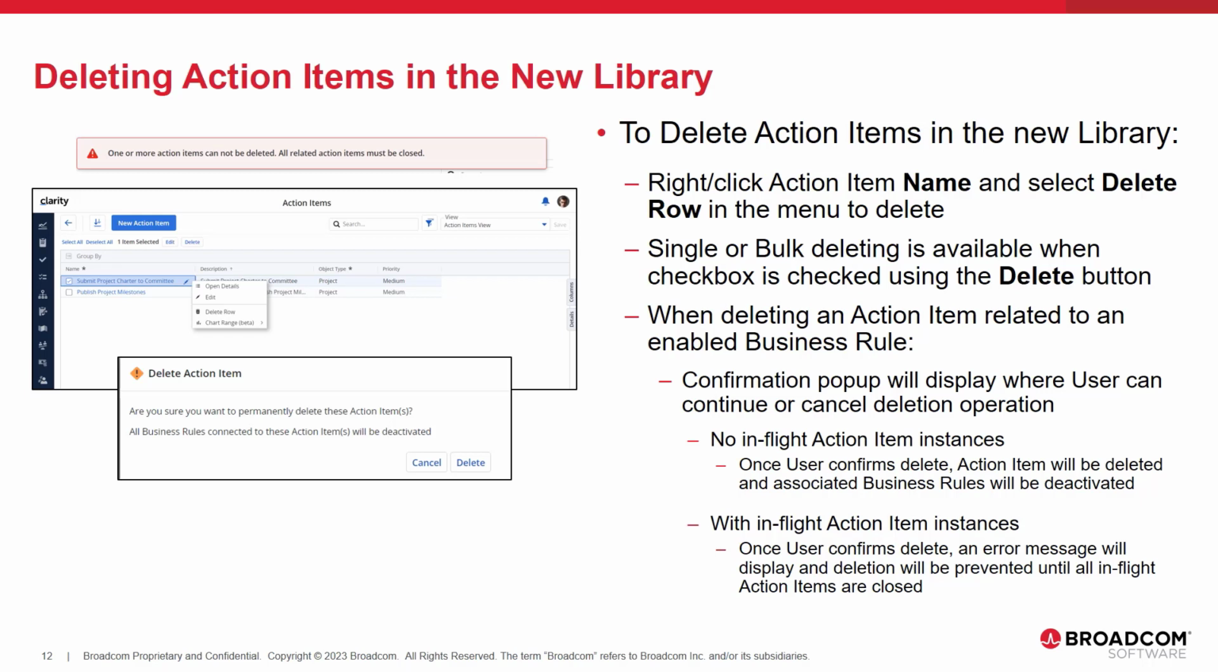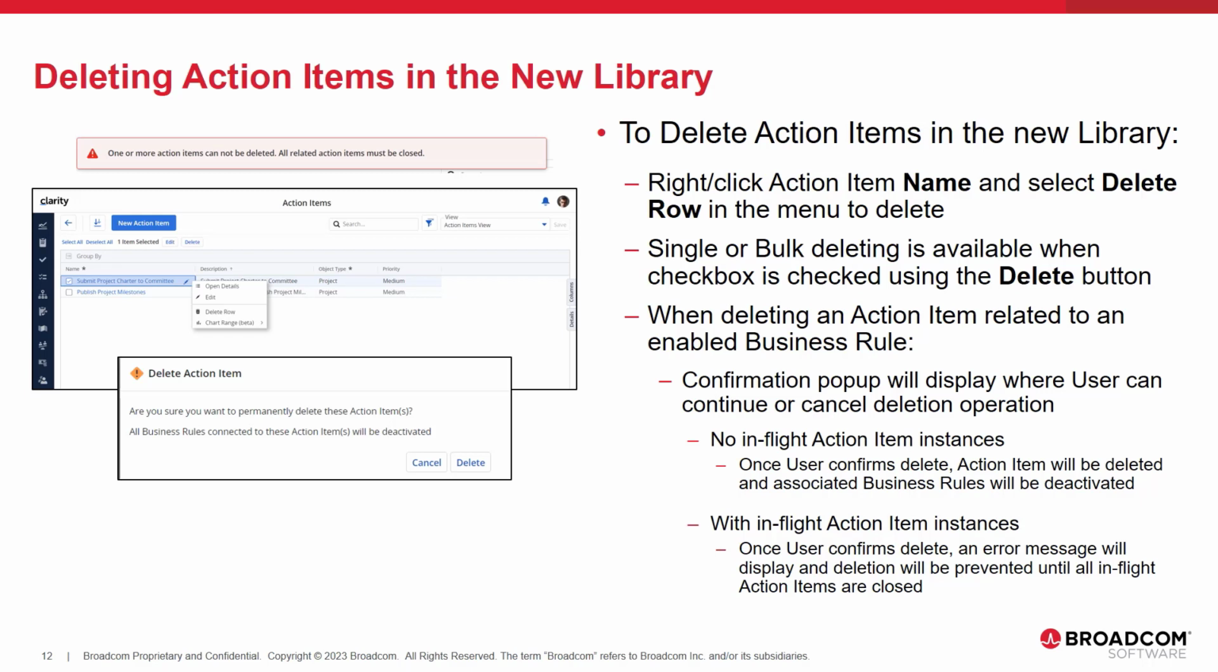Anytime that the administrator deletes an action item, they're going to receive this delete action item pop-up, which is just going to ask if they're sure that they want to permanently delete these action items, and notify the administrator that any business roles that are associated to this action item are actually going to be deactivated. So they'll be able to either cancel or proceed with the delete in that instance.